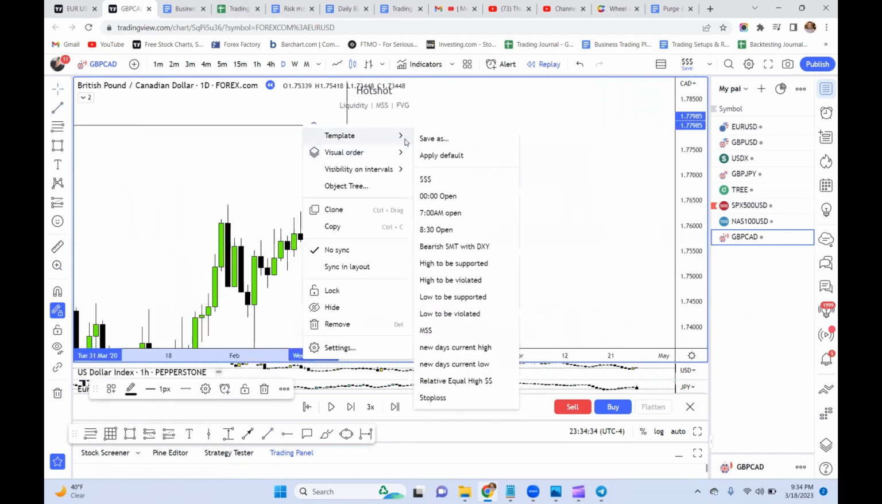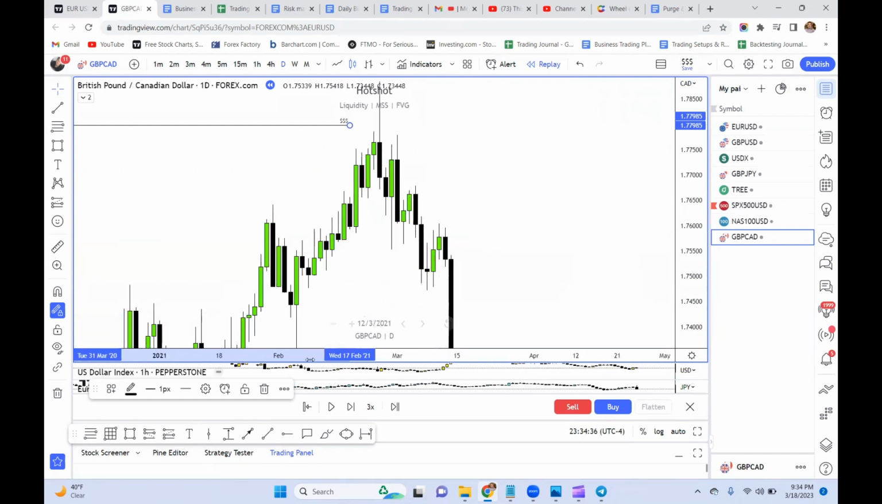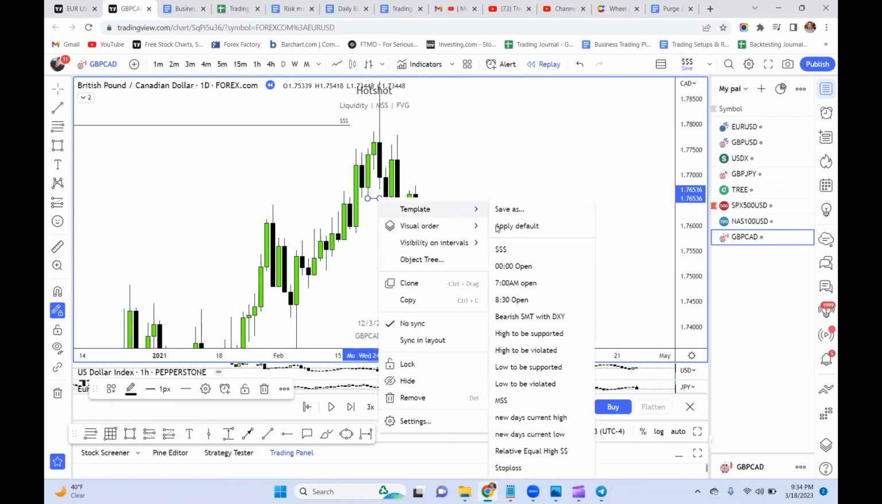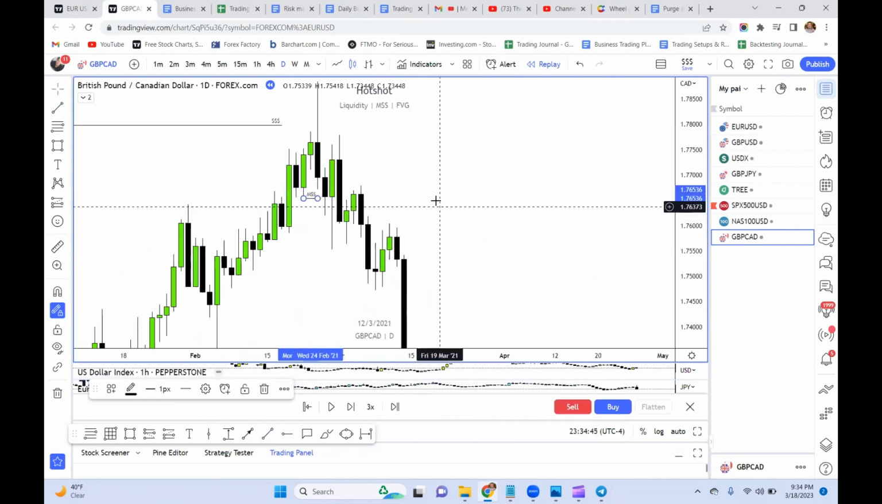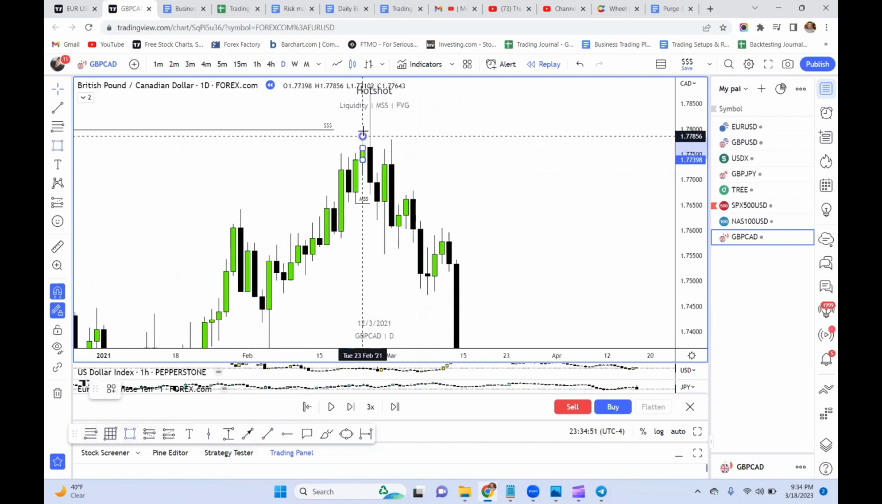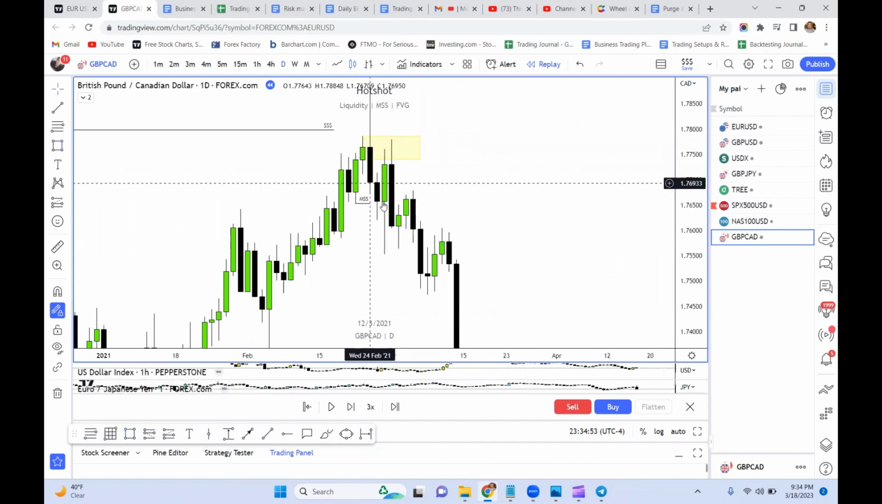That's your liquidity one, right? After the run of liquidity, here's your market structure shift. And once it shifted, it retraced back into this order block. Boom, boom. And right there, you could have looked for a 1 hour opportunity to sell there.